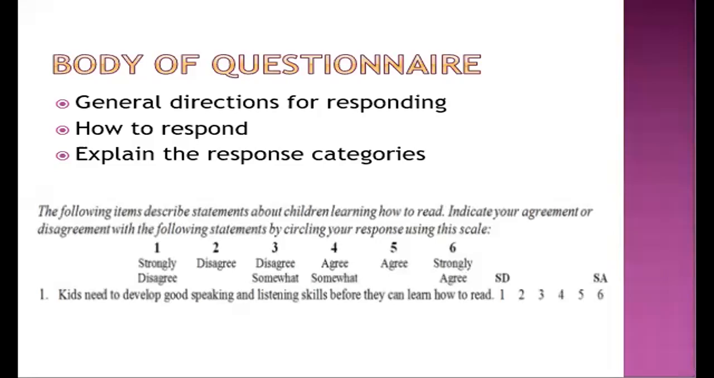General directions for responding is when the participants need a general idea of what to expect for the items that they will soon be responding to. You could also write a statement or two to prime them for what to expect in subsequent items. For example, you could include a statement in the questionnaire about teachers' beliefs for literacy development. And you could indicate: the following items describe statements about children learning how to read.